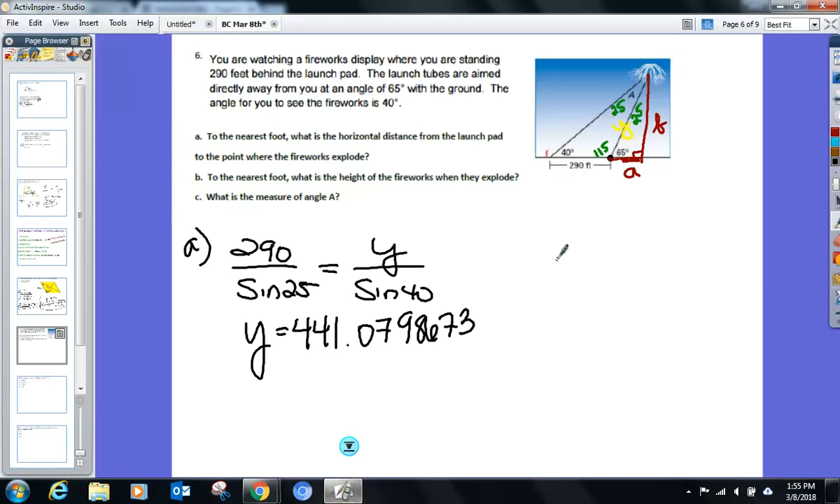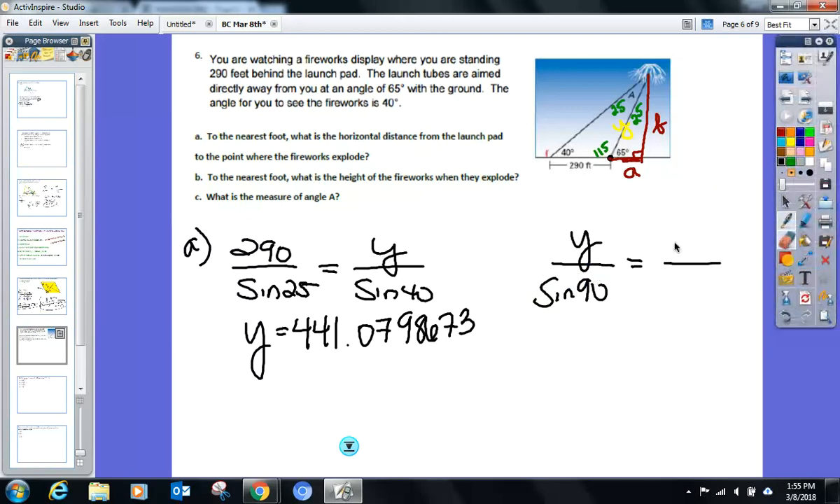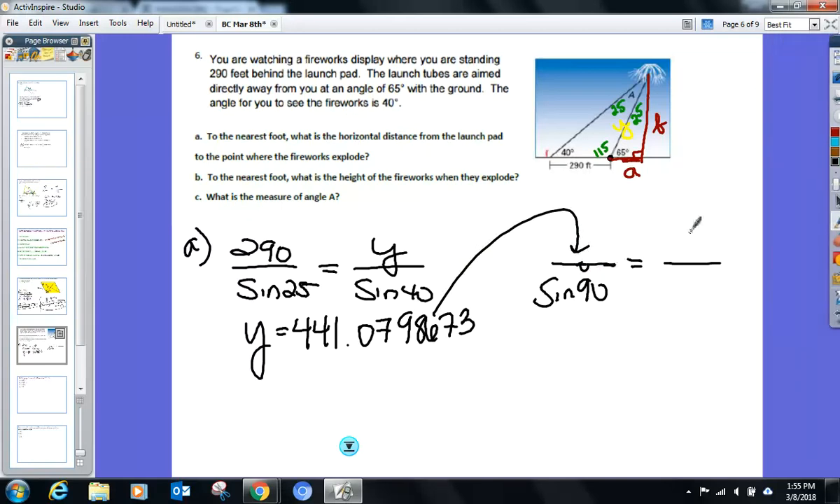Okay, so you want to do law of sines again. Y over sine of 90, yep, equals. Well, I'm sorry, hold on. I don't want to put y in there since I know it already. Here you go. Over the sine of 90, yep. Sine of 25, got it.